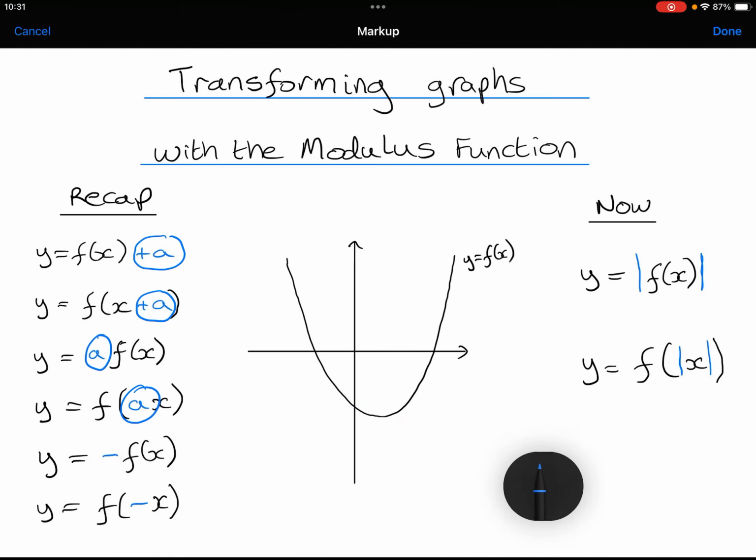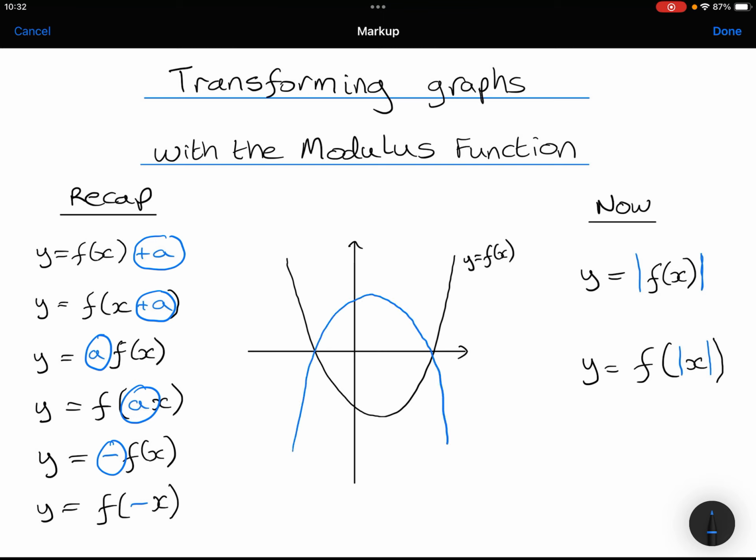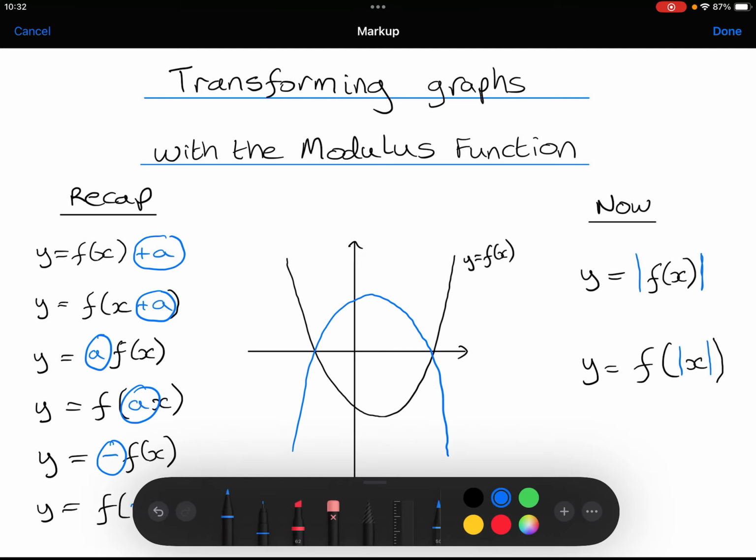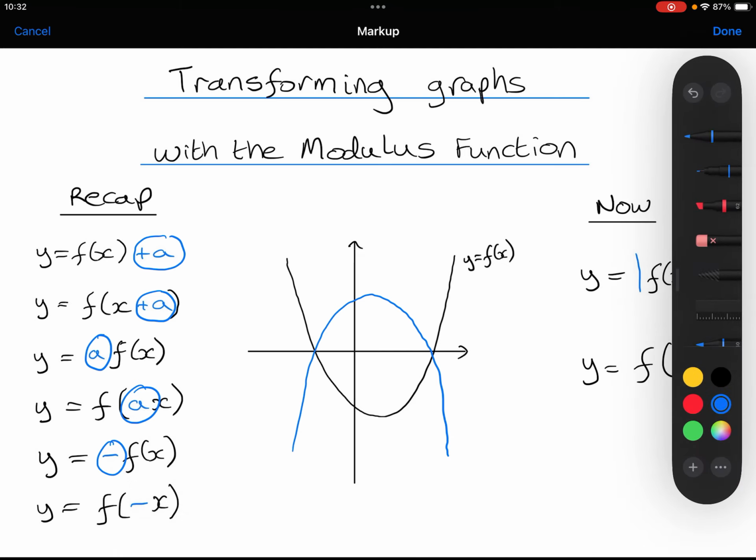Then we've got the two reflections. If the minus is on the outside, that's going to be a reflection in the x-axis. So it's going to look something like this. And then finally, if the minus is on the inside, that's going to be a reflection in the y-axis. So that's going to look something like this.